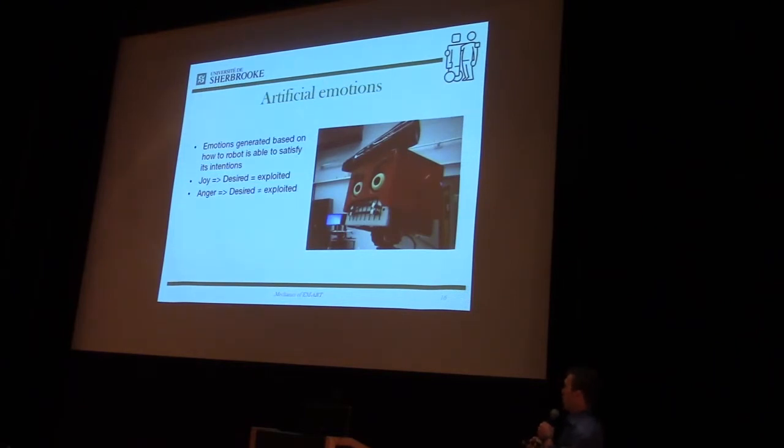Briefly, the artificial emotion is a really simple module that we need to improve, and it's generated based on how the robot is able to satisfy its intention. For example, when the robot tries to go from point A to point B and we block its path, the robot is not able to satisfy its intentions, so anger is generated over time.